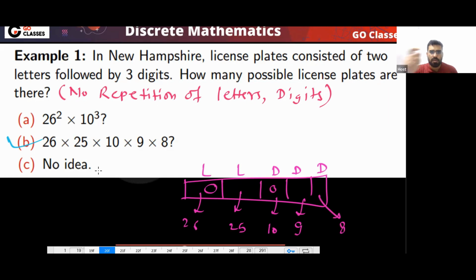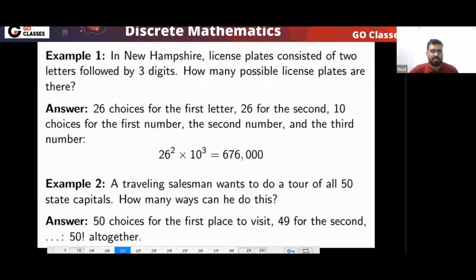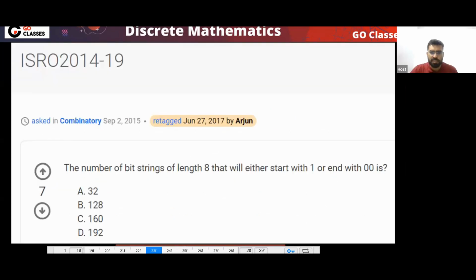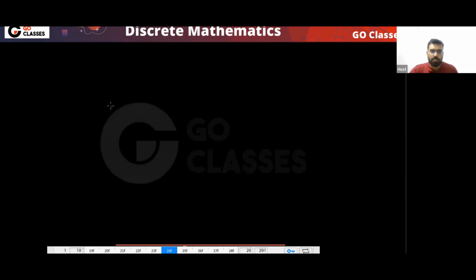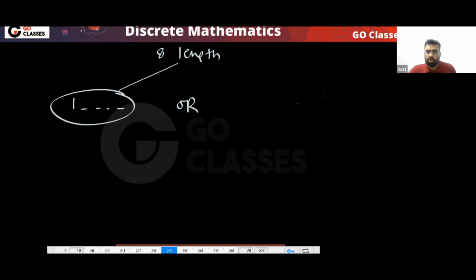Okay, let's move on. This is your ISRO 2014 question. What will be the answer? The number of bit strings of length 8 that will start with 1 or end with 00. This we have already done in the last class. So you want 8 length bit strings, and either they should start with 1, or they should end with 00.